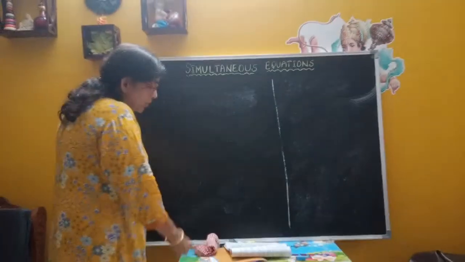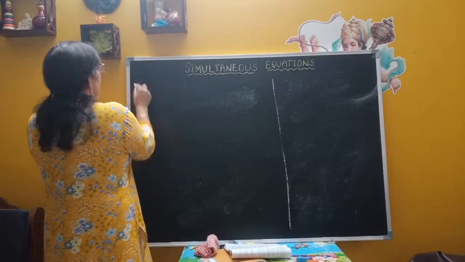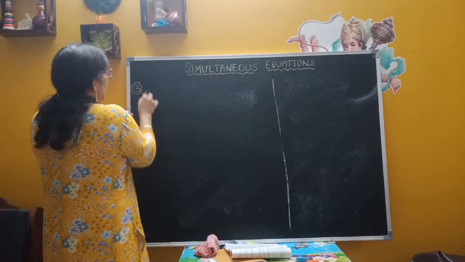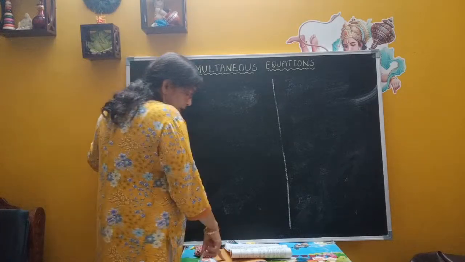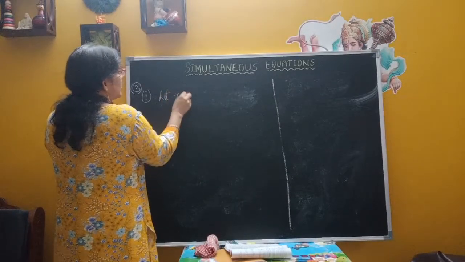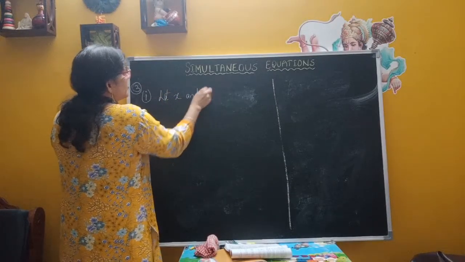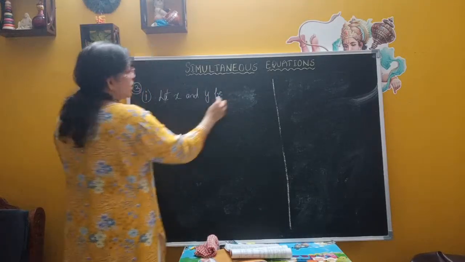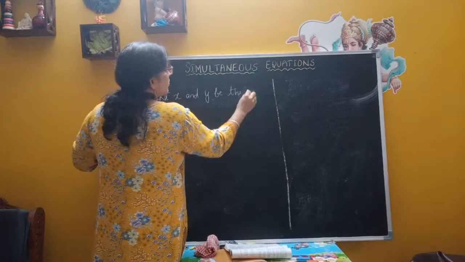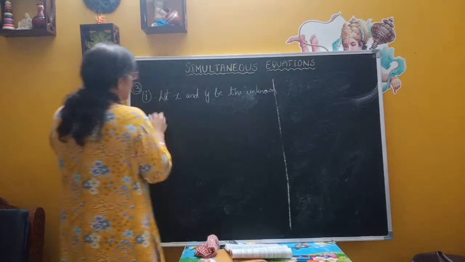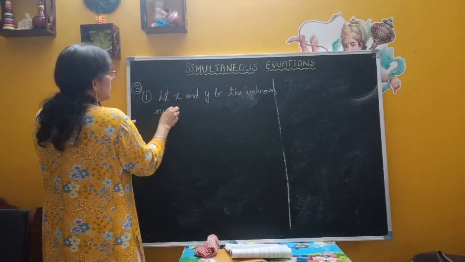So according to the question, it is third main first one. According to the question, we can write the difference between, let us take the numbers first. Let x and y be the two numbers, the required numbers, the unknown numbers.